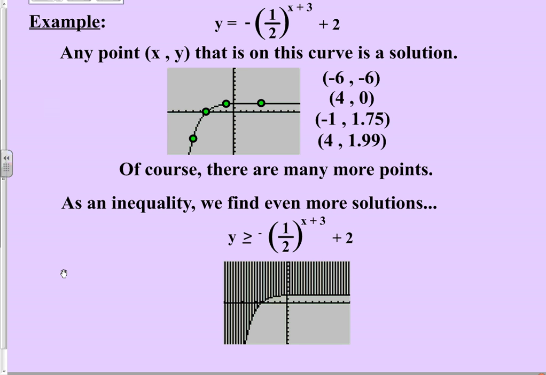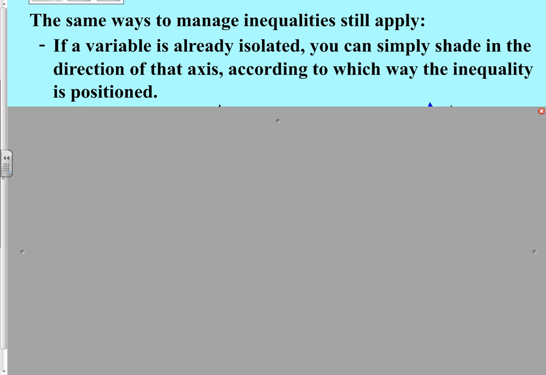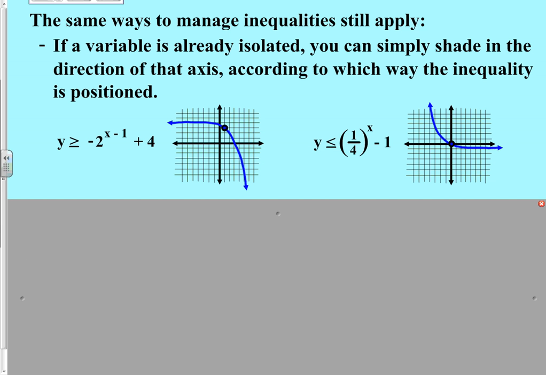Now, a lot of the same rules and procedures that we have had for the last 3 units still are in effect. So the same ways to manage inequalities still apply. Now, this is the way it tends to happen. Either we have a variable already isolated, and that makes life very, very simple. If there's a variable already isolated, you can simply shade in the direction of that axis according to which way the inequality is positioned. Very nice when one of the variables is already isolated for us.